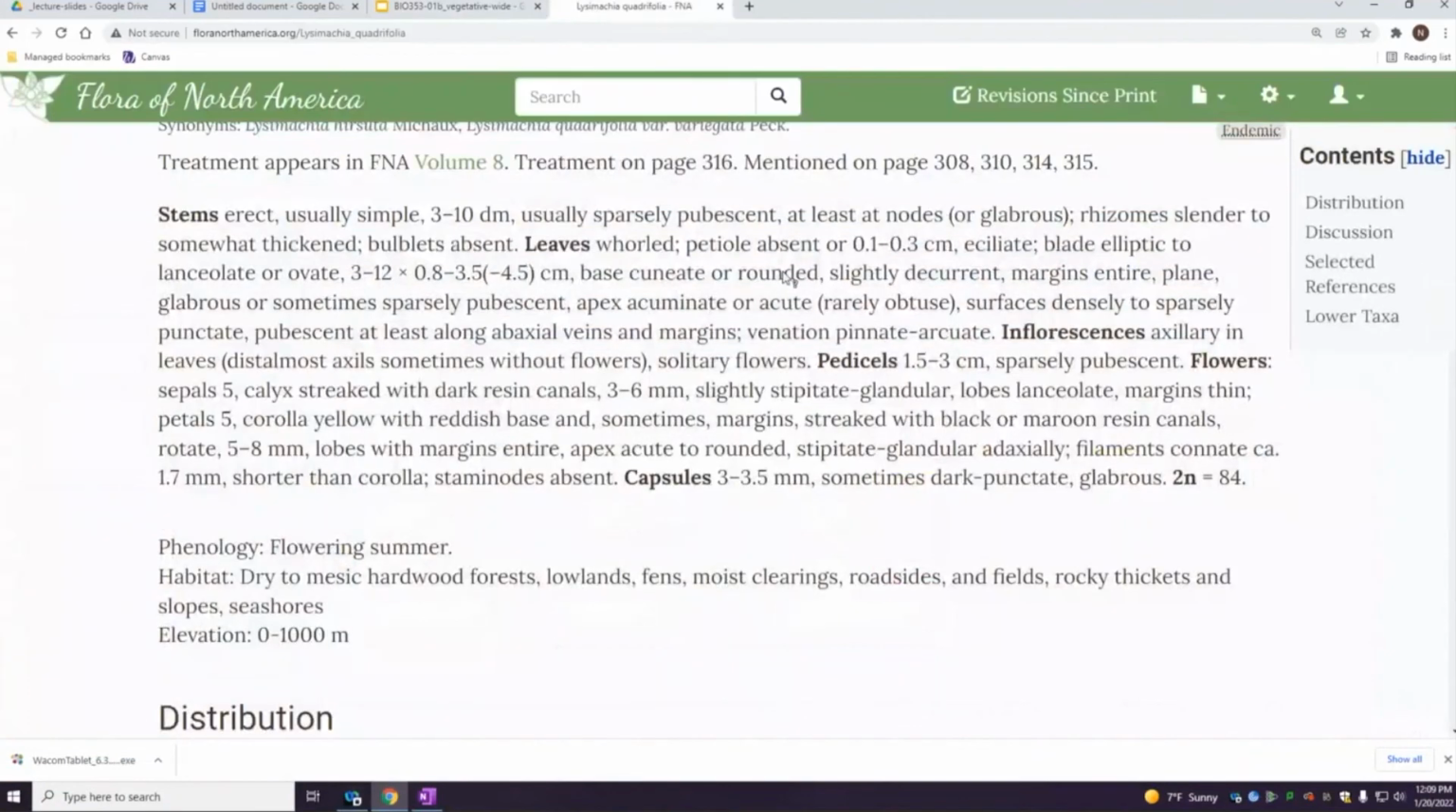All right, let's go back to our description here and see if we learn anything more about our leaves. Here's one: margins entire, so the edge of that plant without teeth on it. Here we've got glabrous, or sometimes sparsely pubescent. Apex acuminate or acute. We did see acute for an angle. Acuminate is sort of a tapering point.